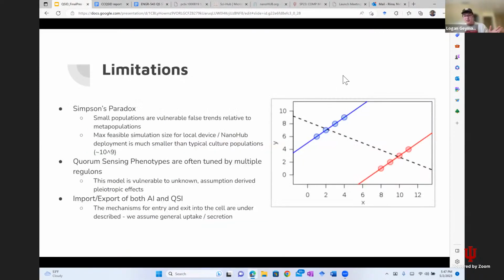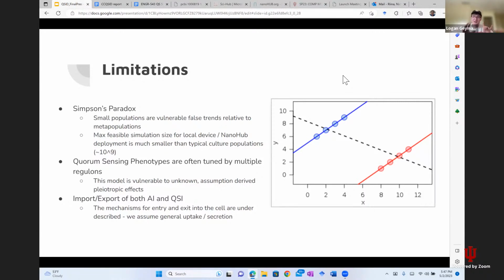So there are a few limitations, as I mentioned. I don't know if any of you remember, but I talked last time about what's called Simpson's paradox. Small populations are vulnerable to false trends relative to what is called a metapopulation. In a normal test tube, we're talking about 10 to the 9 cells, so that's billions or sometimes trillions of cells within a given test tube. And in our CompuCell, there's not enough computing power on this planet to mimic that many cells. So we're limited in our lattice to just a few hundred.